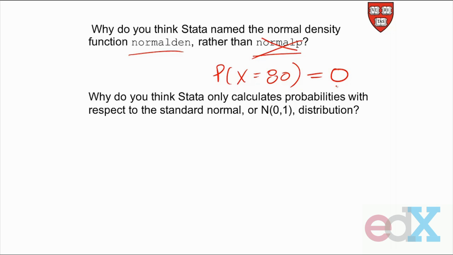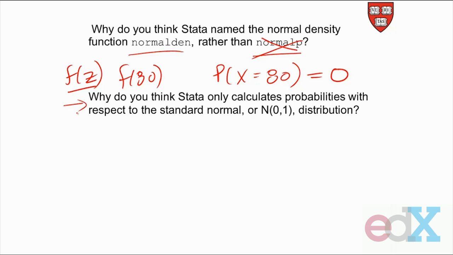On the other hand, the normal density function, we can actually calculate this normal density function, f of 80, has some value that's non-zero, but all it is is the value of the density function at 80.